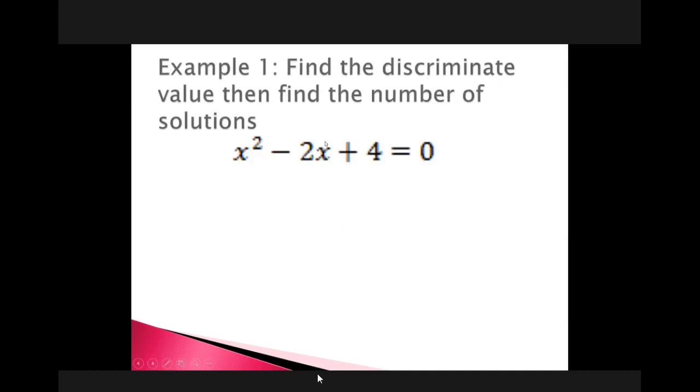So in example number 1, you want to find the value of the discriminant and the number of solutions. So what we're going to do is find b squared. So again, a is what's on your x squared. So in this case, a is equal to 1.